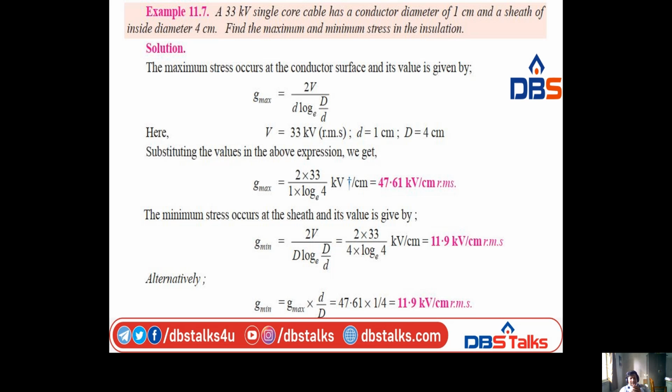Another problem, calculating the maximum stress and minimum stress. A 33 kV single core cable has a conductor diameter of 1 centimeter and a sheath of inside diameter 4 centimeter. Find the maximum and minimum stresses in the insulation. The maximum stress occurs at the conductor, and then it reduces going outward. At the top of the cable, that is its sheath, the stress is very minimum.